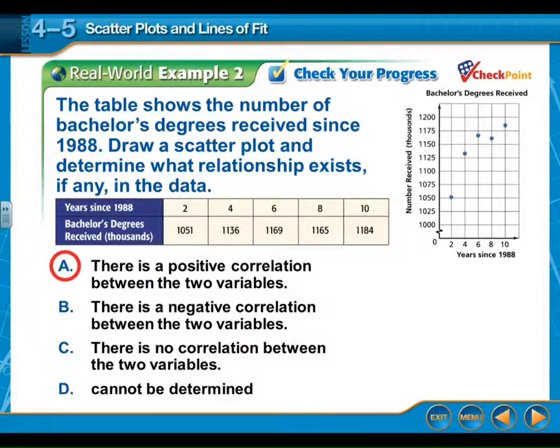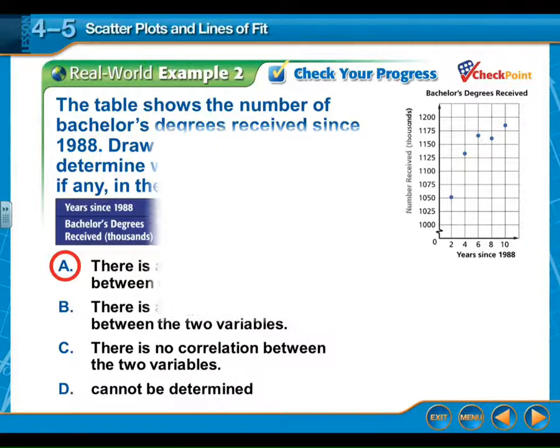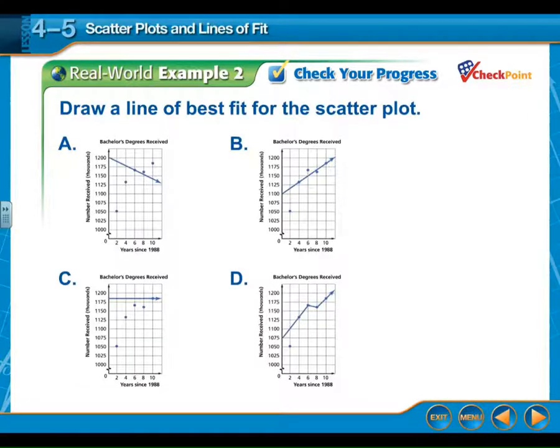If I graph it, the years since 1988, I can see that as the years increase, the number of degrees increase. Draw a line of fit for the scatter plot. So if you're drawing a line of fit for the scatter plot, we know that the table started in around, let's see, 1,051.